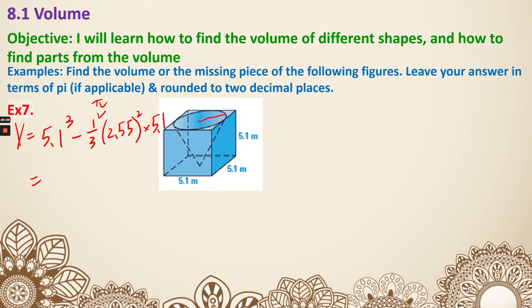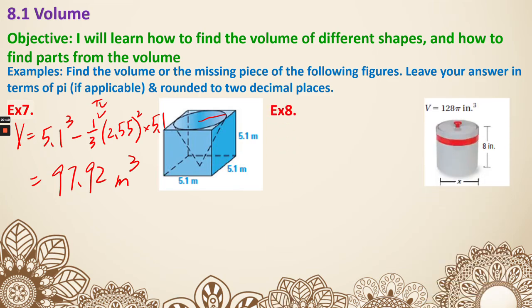After calculation, the answer would be 97.92. Don't forget the unit, meter. That is example 7. Next, example 8. You can clearly see it's a cylinder. So V is pi r squared h. The volume actually equals 128 pi.